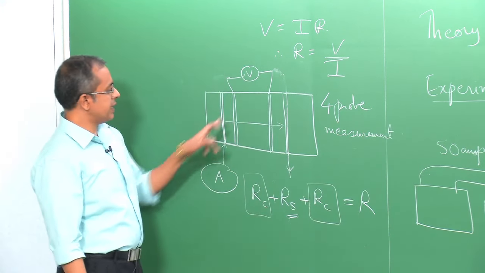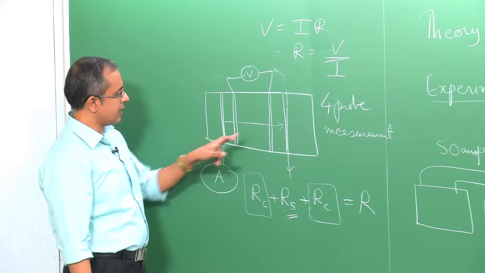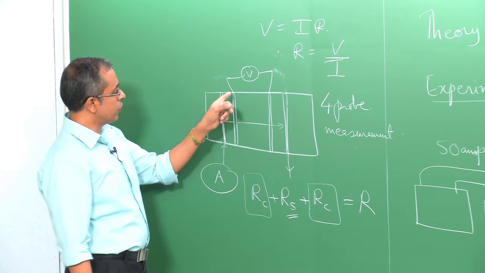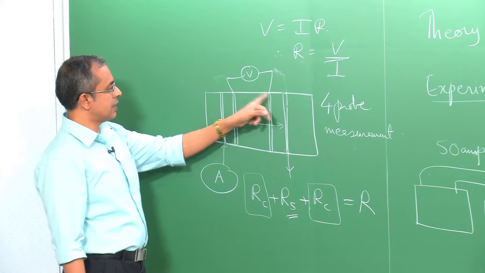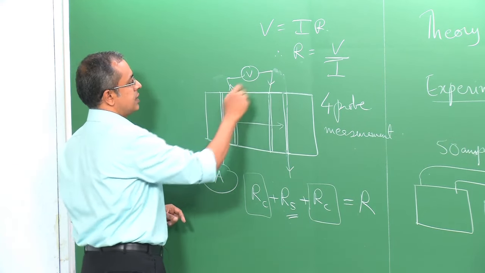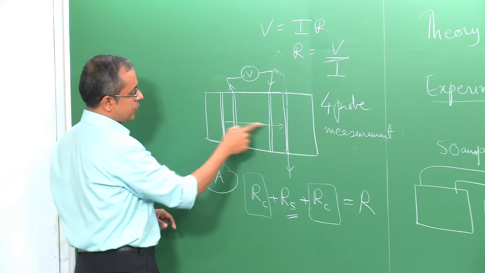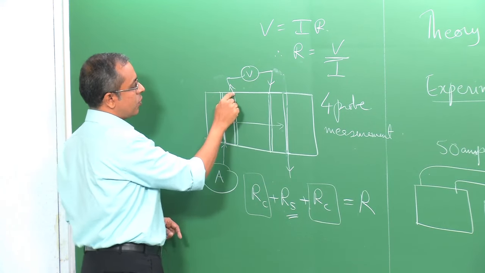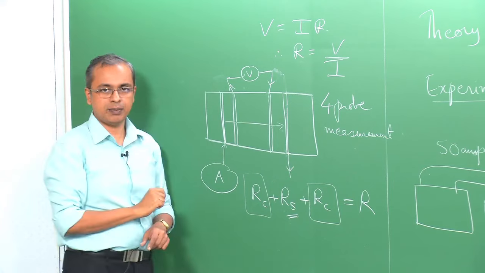And mainly you are eliminating the IR drop associated with this contact and the IR drop associated with this contact. You are picking up two other IR drops, but these currents are very small. The current going in this circuit is extremely small relative to the current that is going through this circuit, and therefore the IR drop associated with this measurement is extremely tiny.